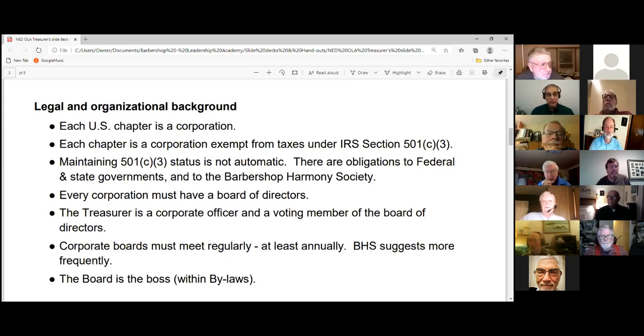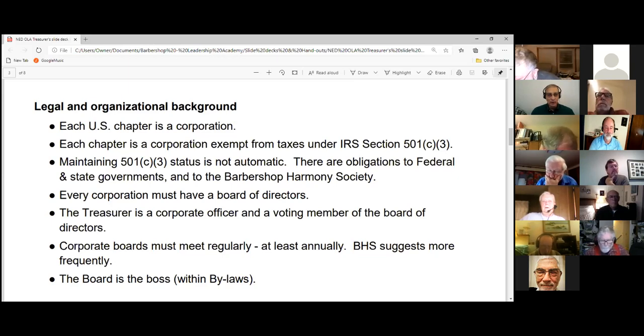Maintaining 501c3 status is very important. It's a requirement to be in the Barbershop Harmony Society, and it means we're tax exempt. We don't have to pay taxes. If we do things that disqualify us from maintaining our 501c3 status, that means we become taxable organizations, and all kinds of crazy things are kicked in if you let that happen. So don't let that happen. So we're just looking at the fact that we're a corporation.